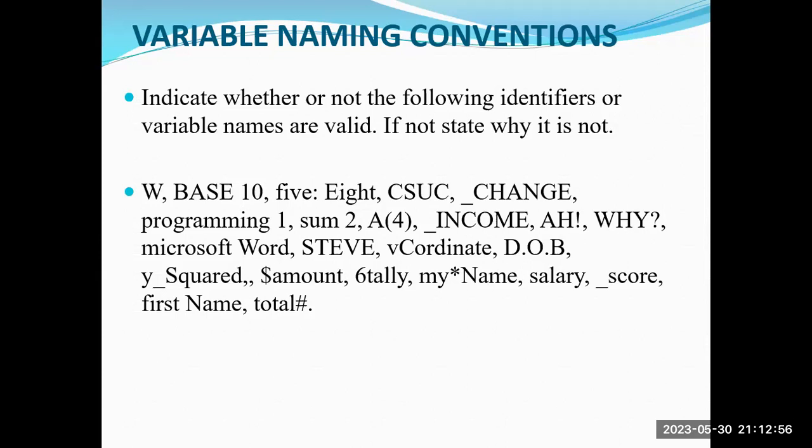Then we have 5 with a colon, 5:8. Is anyone?